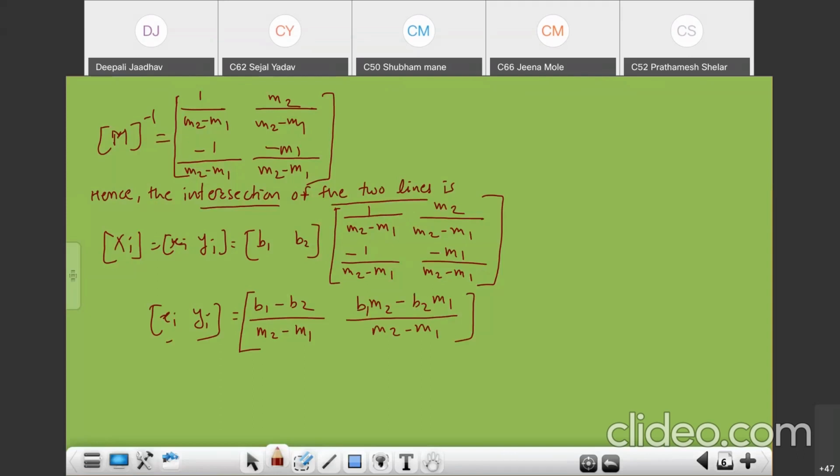So what is this? This is the intersection of the original line, xi and yi. This is the intersection of the original line.